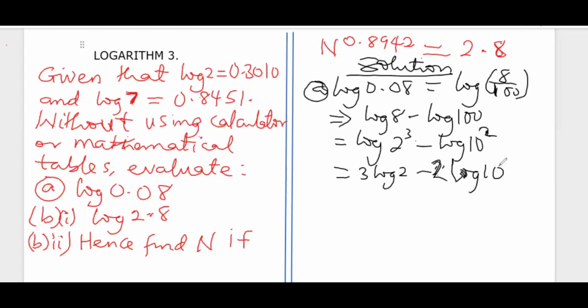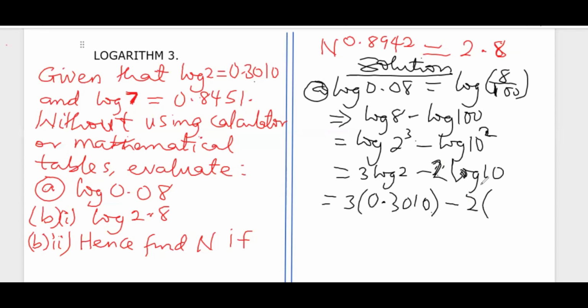Now, when you don't see any number on the base of a logarithm, it means it is naturally base 10. So this implies that you now say what is log 2 base 10 as given. From here, look at the question. Log 2 base 10 is 0.3010, minus 2 times this one.